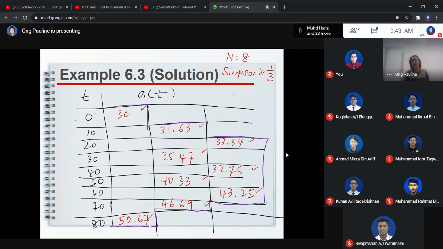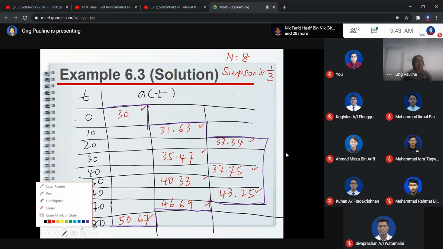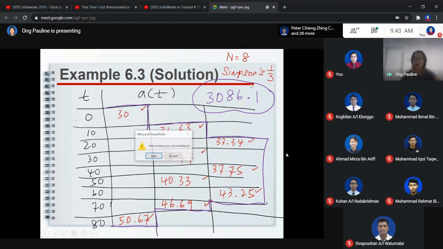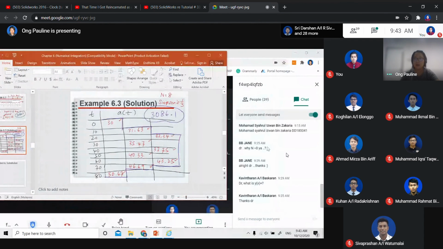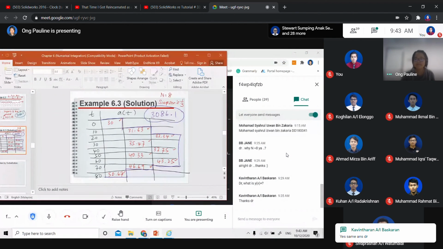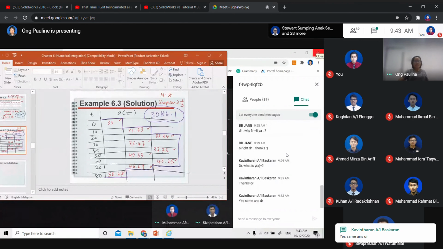Right. Okay, so I fill in this table, then you please try to finish up the calculation. So you will get the final solution, which is 3086.1 if you do it correctly. So you perform your calculations. See whether you can get 3086.1.